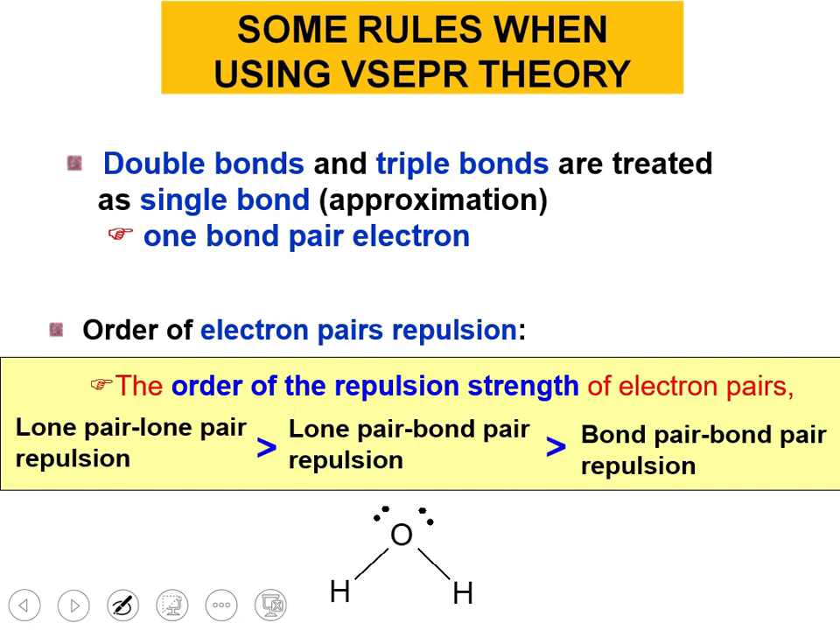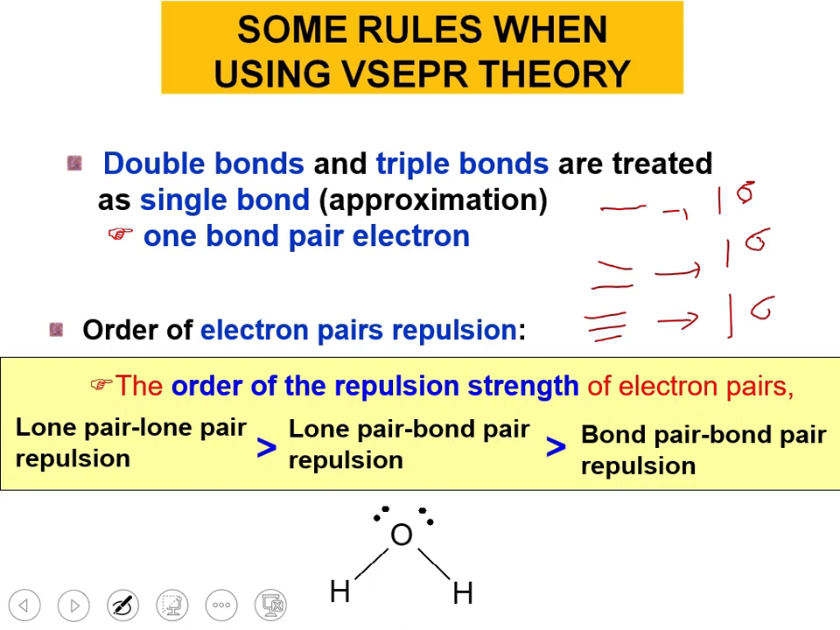There are rules when we use VSEPR theory, where a single bond, double bond and triple bond we just count as 1. Okay, so a single bond we count as 1, a double bond we count as 1 as well, and a triple bond we count as 1 as well, because we only consider the sigma bond. Okay, what is a sigma bond? We will go through it later. So if you want to apply VSEPR, we count single, double and triple as one only.